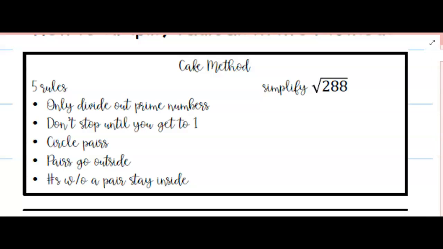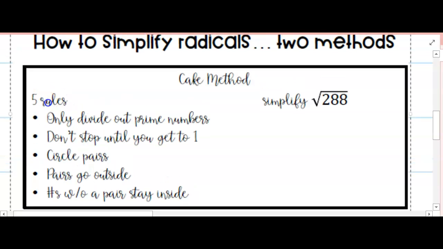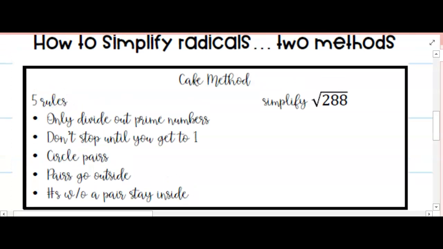So the 5 rules for the cake method. Number 1, only divide out prime numbers. Now let's pause there for a second because we might need to remind ourselves what prime numbers are. So we talked about how to factor numbers, or factors of numbers.